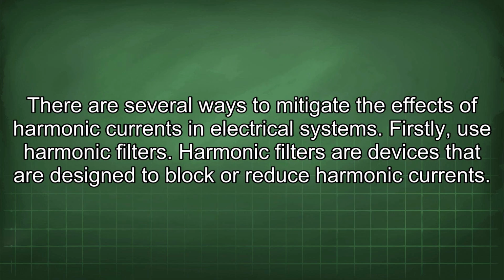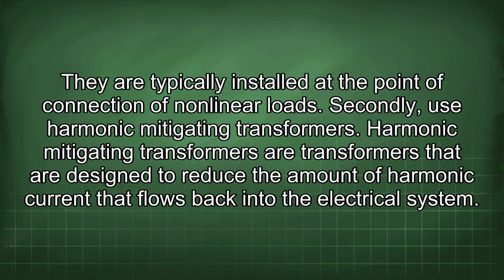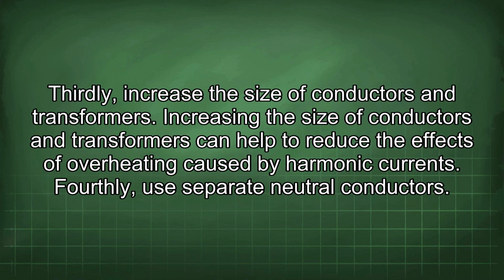There are several ways to mitigate the effects of harmonic currents in electrical systems. Firstly, use harmonic filters. Harmonic filters are devices that are designed to block or reduce harmonic currents. They are typically installed at the point of connection of nonlinear loads. Secondly, use harmonic mitigating transformers. Harmonic mitigating transformers are transformers that are designed to reduce the amount of harmonic current that flows back into the electrical system. Thirdly, increase the size of conductors and transformers.